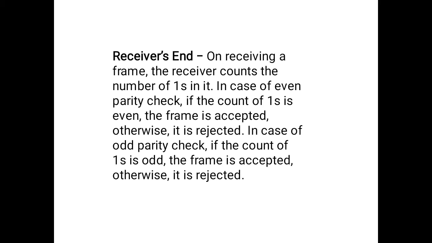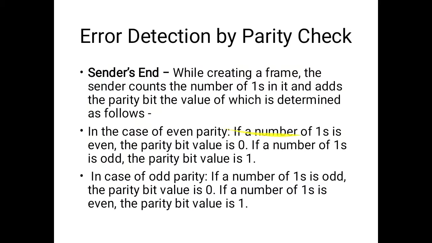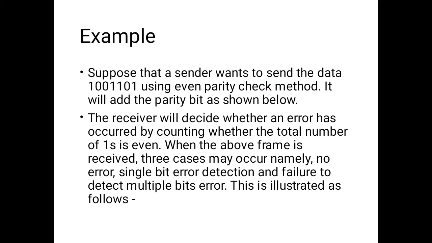Why is it rejected? Because it has an error. In case of odd parity, if the count of ones is odd, then the frame is accepted. If the count of ones is even, then it will be rejected. If you follow this example and this paragraph perfectly, then you will easily understand the receiver's end.